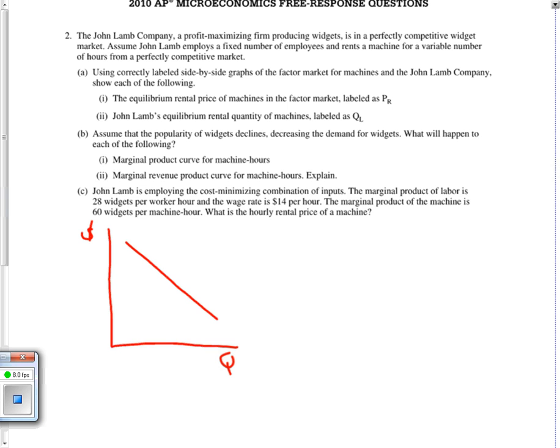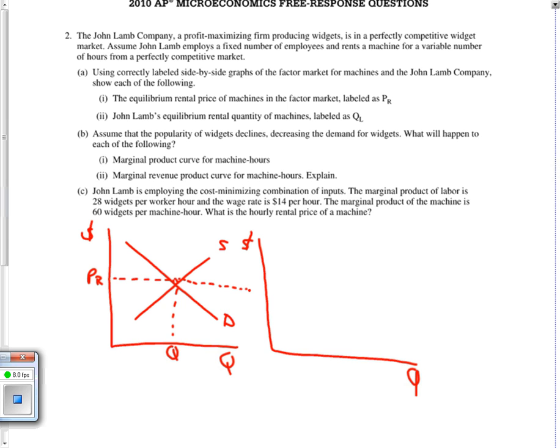So we have our demand and supply market, price, quantity. It says to label it as PR. And then, because it's perfectly competitive, we drag over dollar quantity. So we have our supply of machines and our MRP.